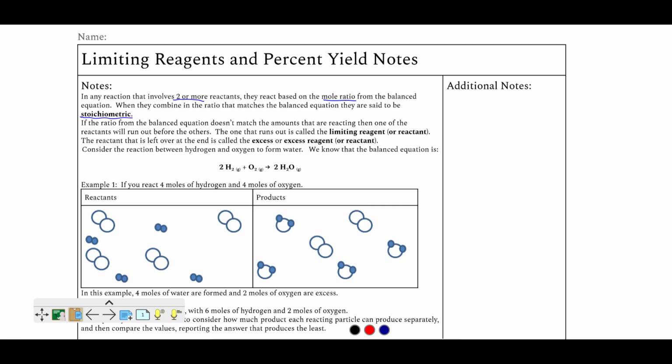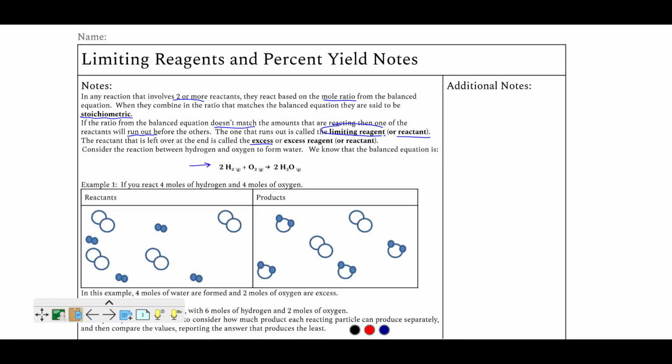Now, if that ratio from the balanced equation does not match the amounts that are reacting, like the amounts we're given in the problem, then one of the reactants is going to run out before the others. And so that one that runs out first is called the limiting reagent, or we'll call it limiting reactant most of the time in class. And the one that's left over, well, that's called the excess reactant. It's a little bit easier to see what we're talking about if we look at an example.